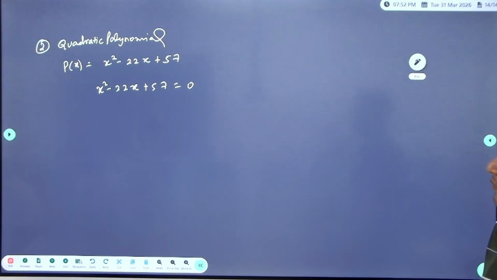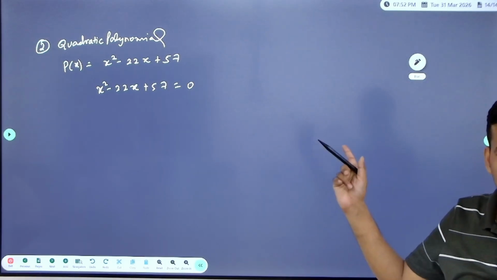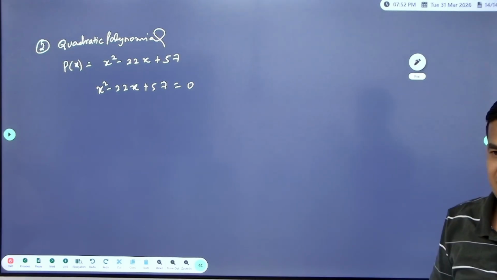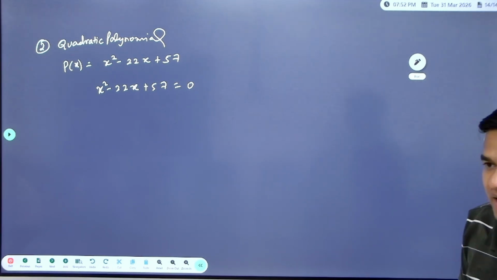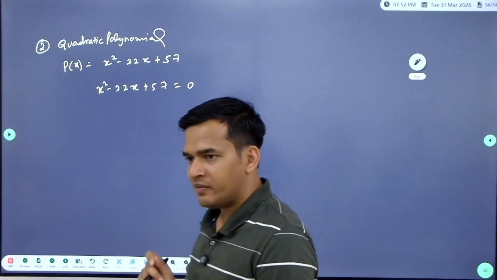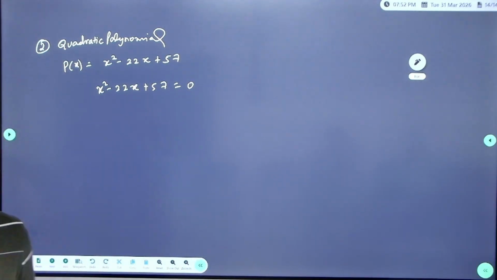Now we have to use the middle term splitting method to find the factors. Then only you can find the zeros. In case of a linear polynomial, there was only one zero. But in case of a quadratic polynomial, there may be two zeros. In case of cubic, there may be three zeros. In case of biquadratic, there will be four. So the number of zeros is equal to the degree of the polynomial. Degree is equal to 2, so the number of zeros is equal to 2.